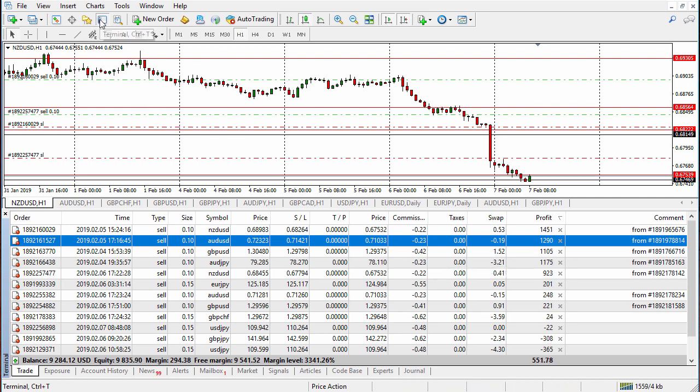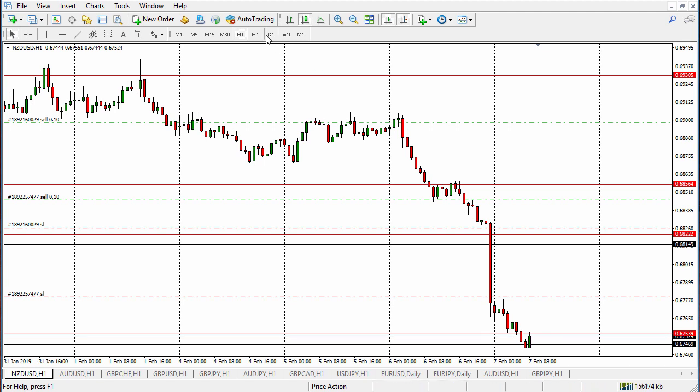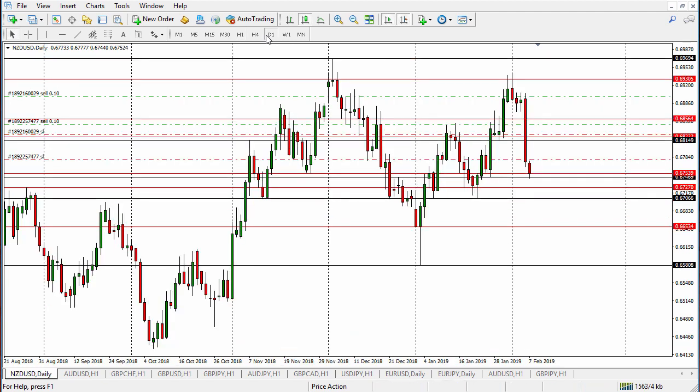Now, having successfully done that, let's go back to the price charts and take a closer look at the market's price action, shall we? So I've just switched back to the daily time frame of the NZD/USD. And as you can see, price is only a couple of pips away from this prominent support zone which I had earlier mapped out on the daily time frame of the NZD/USD currency pair.